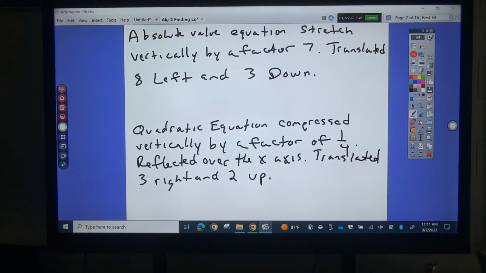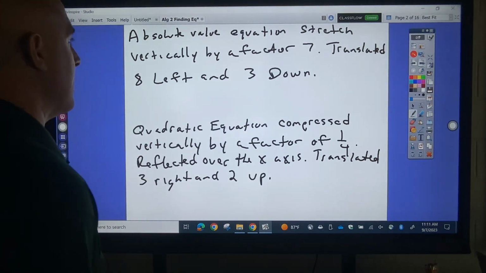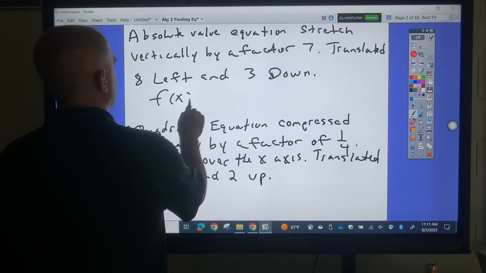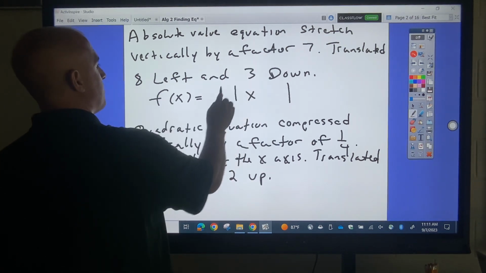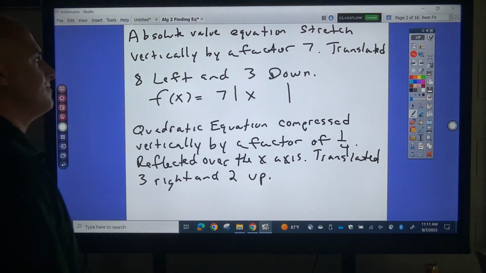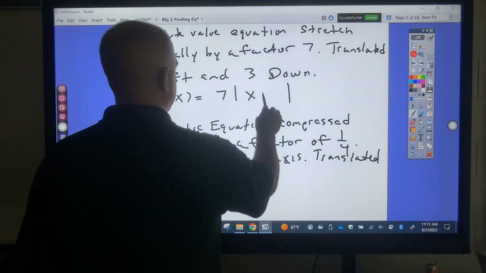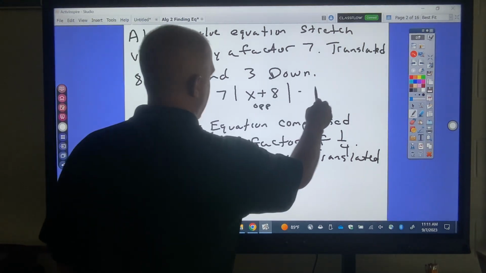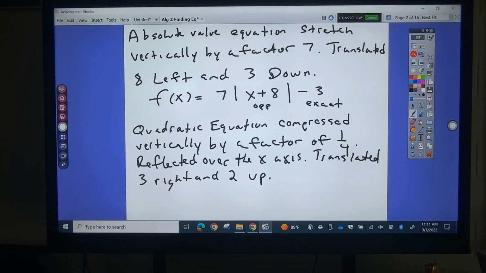An absolute value equation stretched vertically by a factor of 7, translated 8 left and 3 down. So what that looks like: it's absolute value, stretched vertically by a factor of 7, translated 8 left, so that's plus 8, so I have to put the opposite inside. 3 down, I put the exact, and that's the equation.